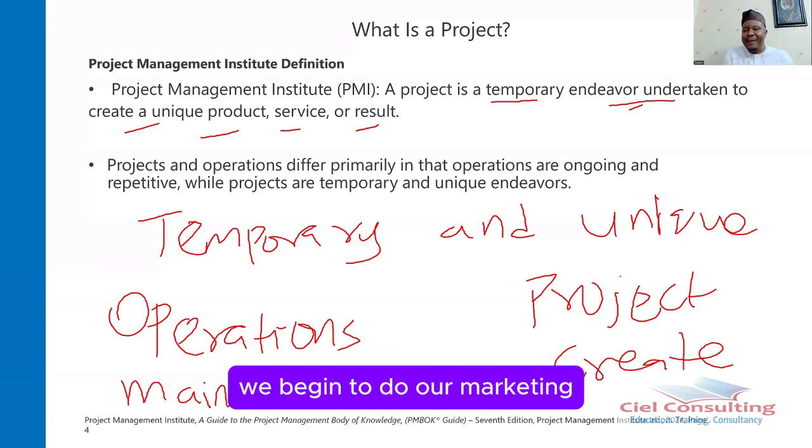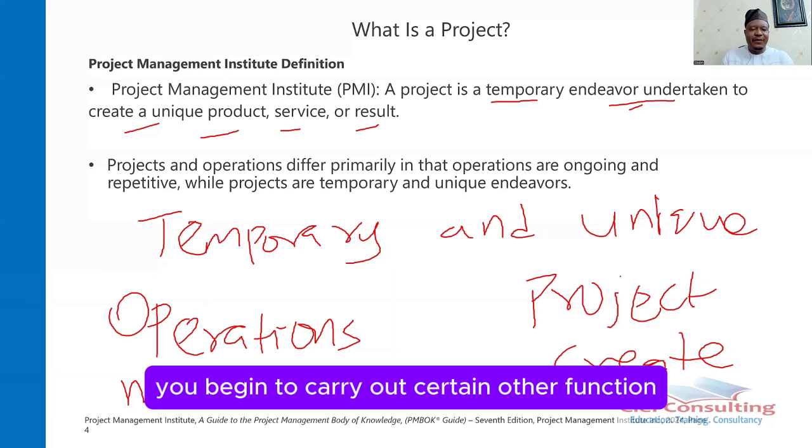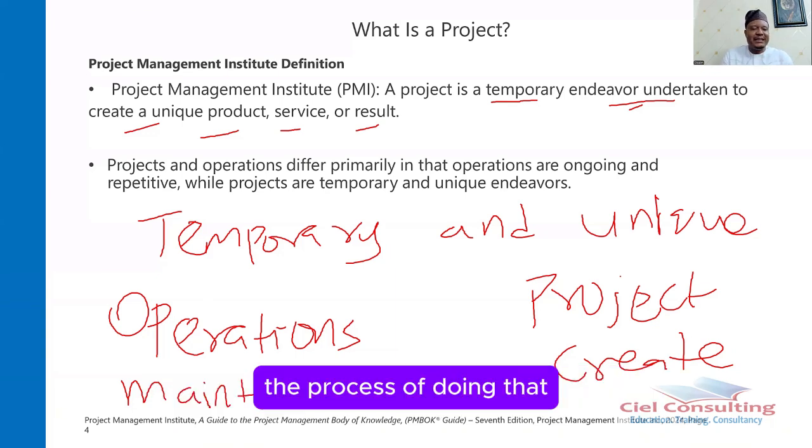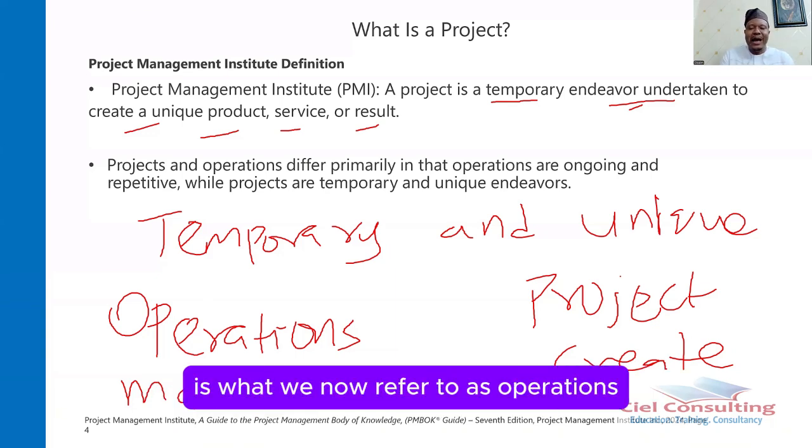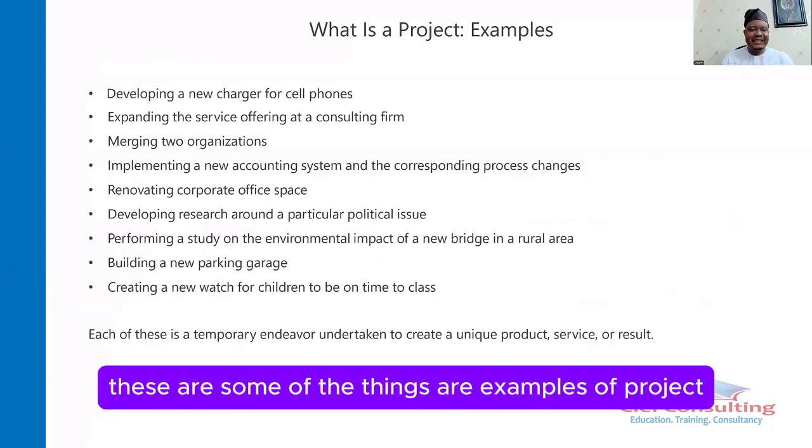We begin to do our marketing. You begin to do your sales. You begin to carry out certain other functions. The process of doing that is what we refer to as operations. These are some examples of projects.